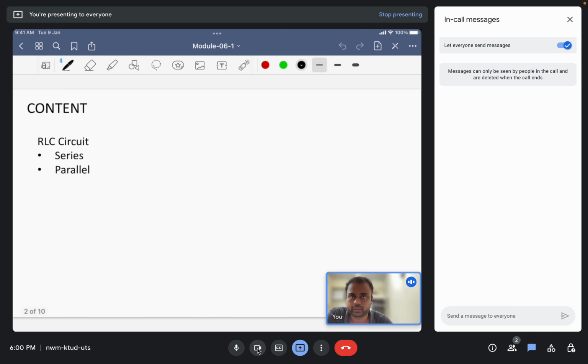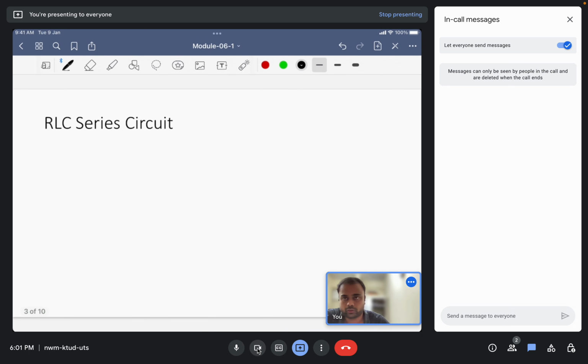In the second order circuit we will be looking mainly at series and parallel circuits, that is R, L and C, the three basic components of any device: a resistor, an inductor and a capacitor. We can join them in series, in parallel, or in some kind of mixed connection, but in today's class we will mainly focus on series and parallel combinations of RLC circuits. So let us start our class for today.